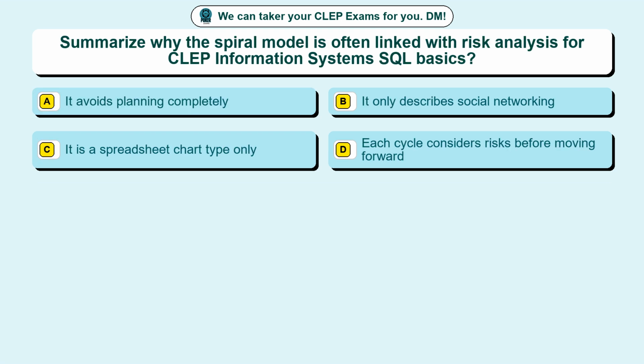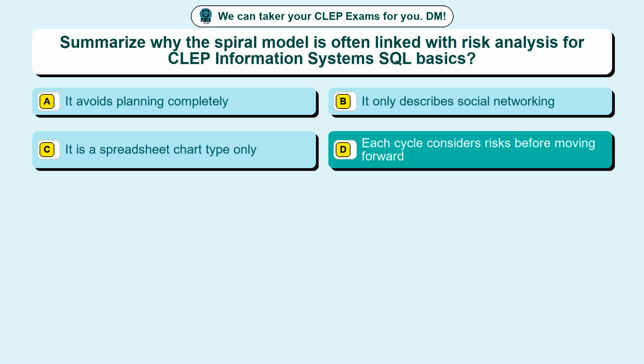Question 71. Summarize why the spiral model is often linked with risk analysis for CLEP Information Systems SQL Basics. Option A, it avoids planning completely. Option B, it only describes social networking. Option C, it is a spreadsheet chart type only. Option D, each cycle considers risks before moving forward. The correct answer is option D, each cycle considers risks before moving forward.